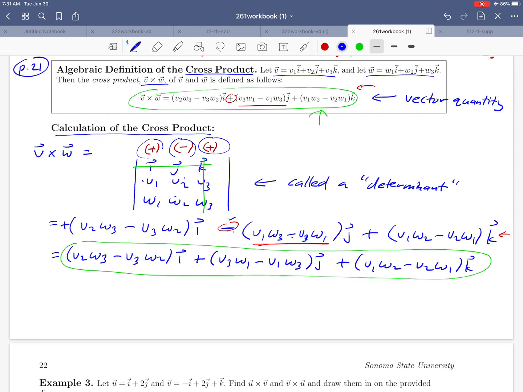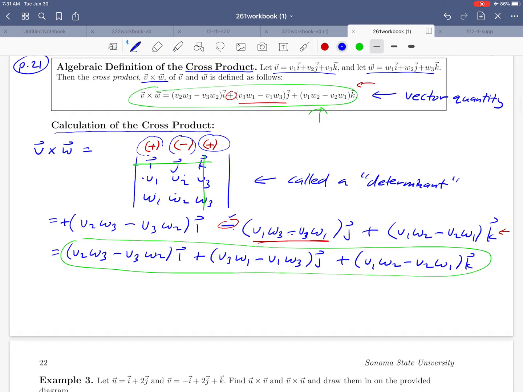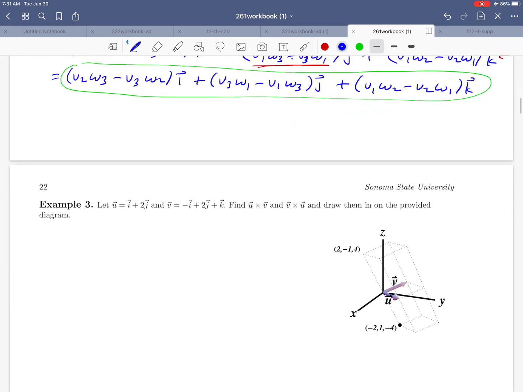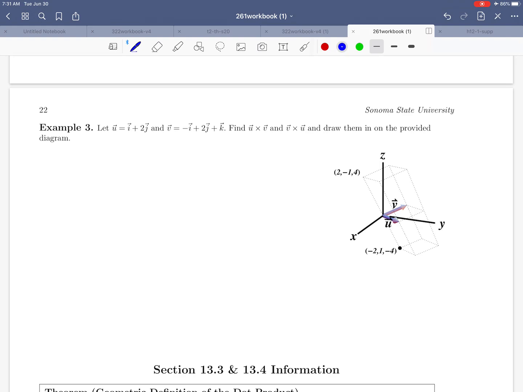Now the question is, what information is this formula really giving us? What is it telling us? Let's do a specific example to answer that question. This is on the next page. Here they're giving us two specific vectors, u and v, and they'd like us to calculate two cross products, u cross v and v cross u, and we'll draw pictures of those and see if we can tease out some geometric meaning here.